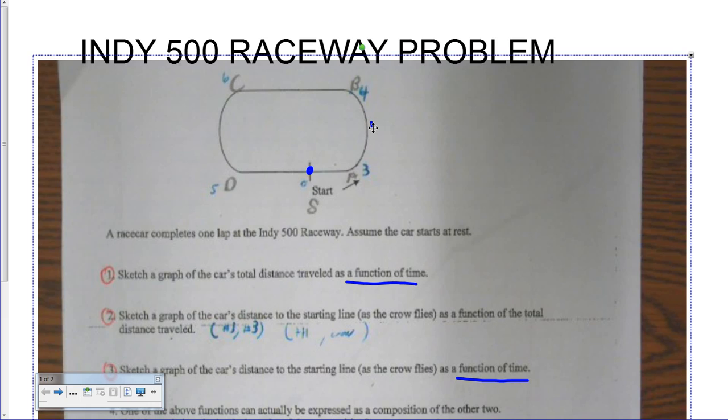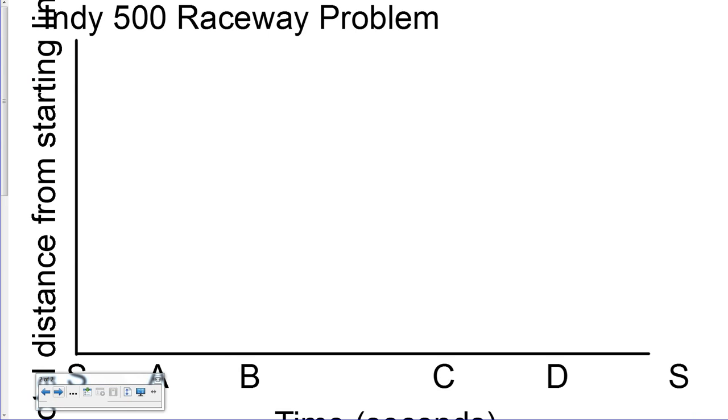So when I look at this, I'm thinking about the total distance. Now I put in letters A, B, C, and D, and S to help me have some sort of reference points in the graph. So my S, A, B, C, D, and S refer to the time at those points. And then on my y-axis, it's going to be the distance from the starting point, the total distance.